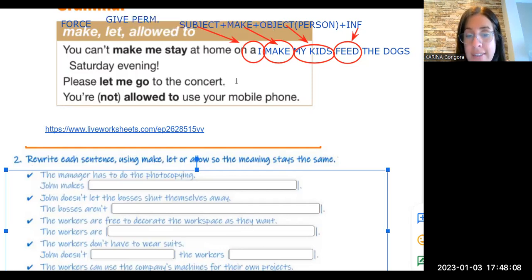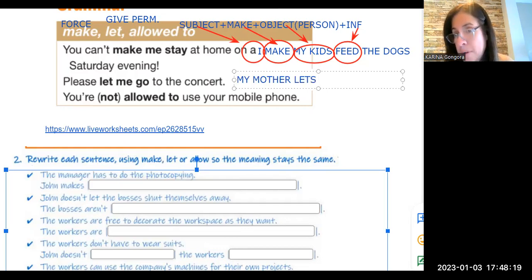The structure is like this. Imagine, again, my mother, yes, lets me, ¿por qué le agregué la S? Porque estoy hablando en tercera persona singular, en presente. My mother lets me deja todos los días.